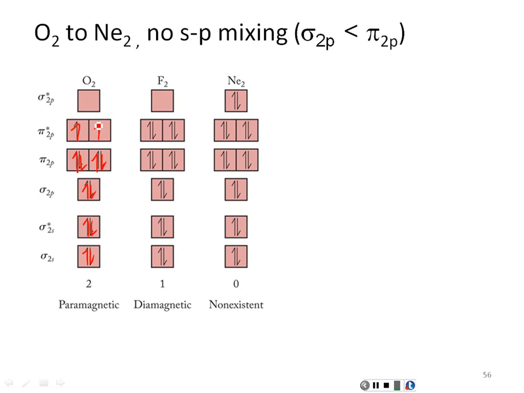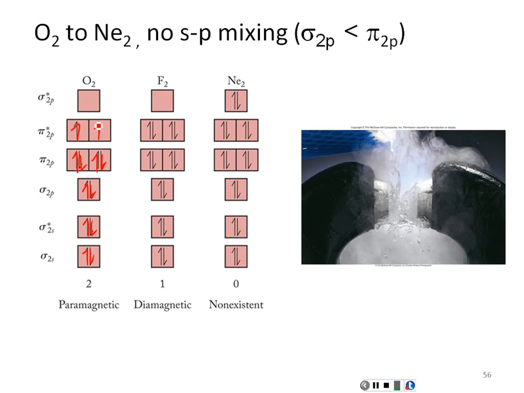For F2, we add 2 more electrons, and they're going into anti-bonding orbitals, so the bond order is going to decrease. And finally, for Ne2, we see that we have the same number of electrons in anti-bonding orbitals that we do in bonding orbitals, so the bond order is going to be 0, and the bond is non-existent.